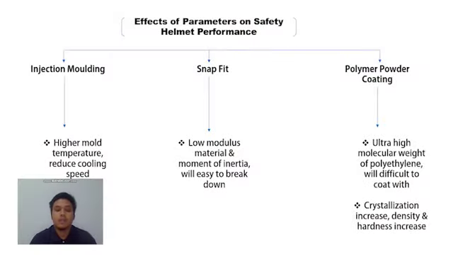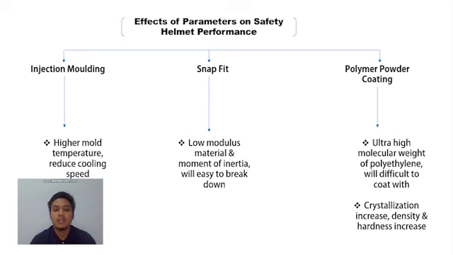I'm Khairul Ikhwan. I'm going to explain the effect of parameters on the safety helmet performance. As the other members explained earlier, each process has its own parameters that need to be considered. For example, for the shaping process, which is injection molding, the parameter that gives the most significant effect to the performance is mold and melt temperature, since the material used is polycarbonate.